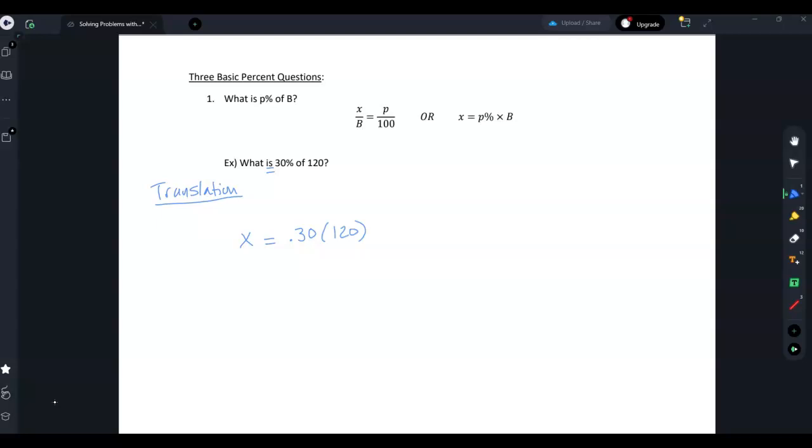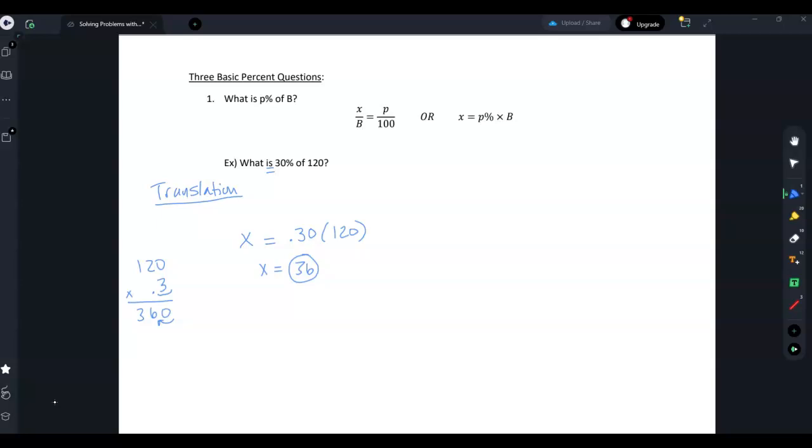And once you've translated this, then it's just a matter of using our algebra skills to solve this equation. So in this one, X is already by itself. So I really just need to multiply here, 0.3 or 0.30 times 120. And if you just need to go off to the side and do that, that's perfectly fine. So 0.3 times 120: 3 times 0 is 0, 3 times 2 is 6, 3 times 1 is 3, and then I'll move the decimal over one space because it's over one here. And so I end up getting 36.